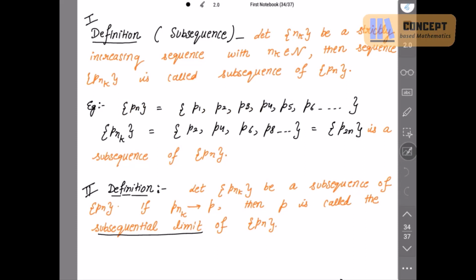Now here is the definition for subsequence. Let nk be a strictly increasing sequence. What does this k represent? This k is your subscript, right? With nk belonging to the natural numbers. That is, if you have n1, n2, n3, n4, these are the elements of the sequence, and it is an increasing one. Increasing means n1 is smaller than n2 and then n3. It is increasing, and these all belong to the natural numbers. Then 1, 2, 3 represent the subscripts. Then the sequence Pnk is called a subsequence of Pn.